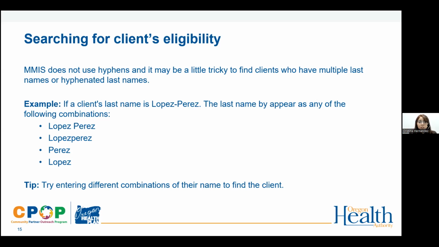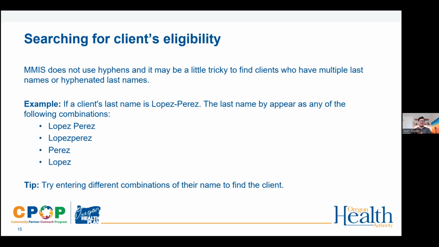This is also true if somebody has a first name that's more than one name, so maybe somebody whose name is Julio Cesar, where that's all together. So play around with the different combinations of the names because that might help you find that person. But one of the really important things is that if you happen to have somebody's social security number, that's usually one of the best identifiers you can use to pull up a client.